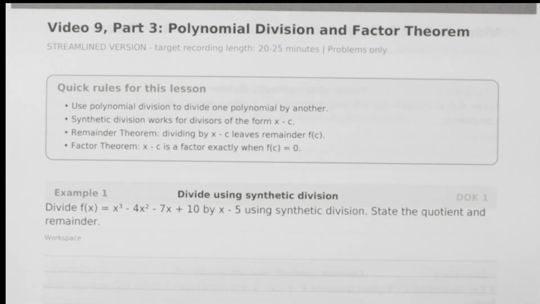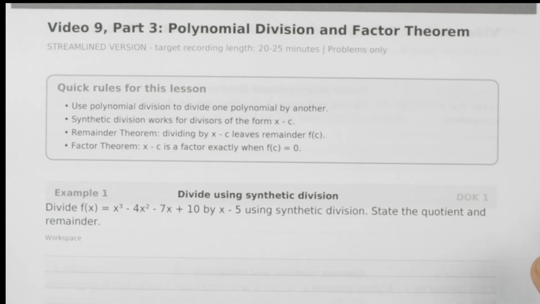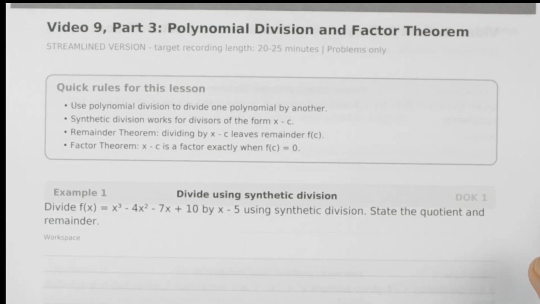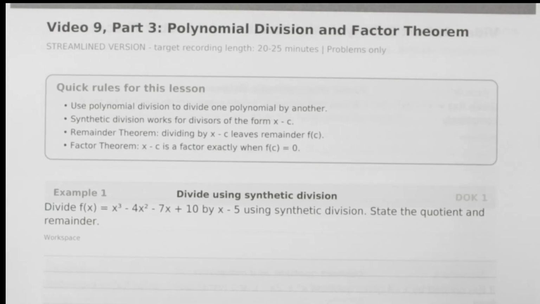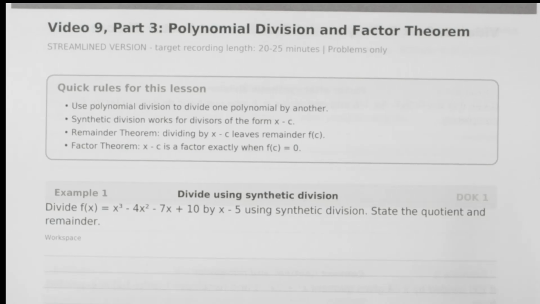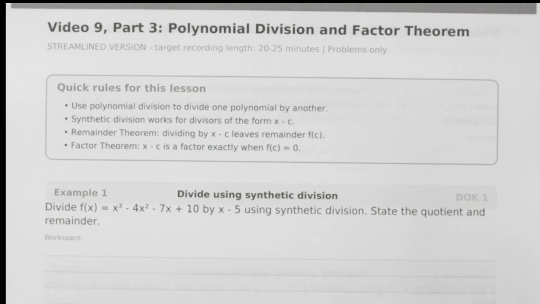Hello again. In the previous lesson, we connected polynomial zeros, multiplicities, and graph behavior. In this lesson, we'll divide polynomials and use two important rules. Those two rules are called the remainder theorem and the factor theorem. So let's begin with the quick rules.